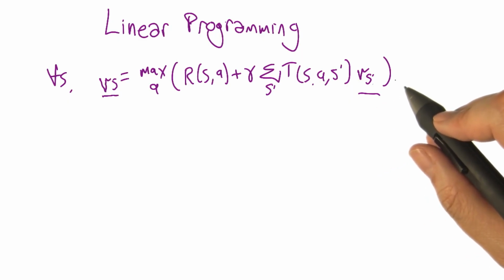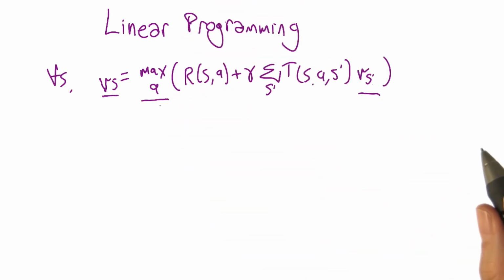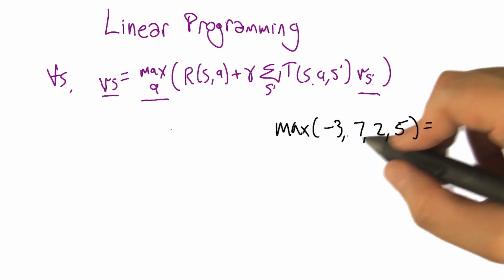So the cool thing about max is that we can actually think about max as being specifiable in terms of a set of linear constraints and a linear objective function. Let's think of it this way. So let's say that we're trying to compute a max, and this is just a simple little concrete example.